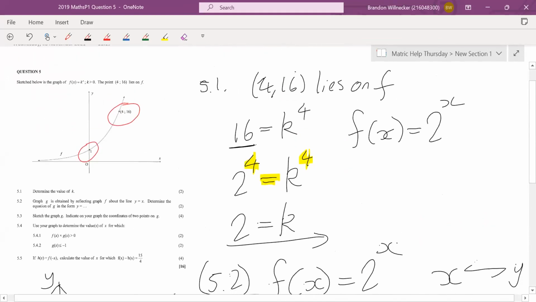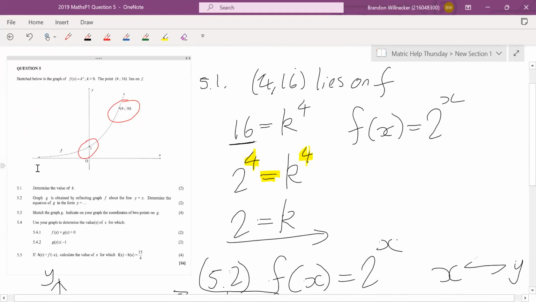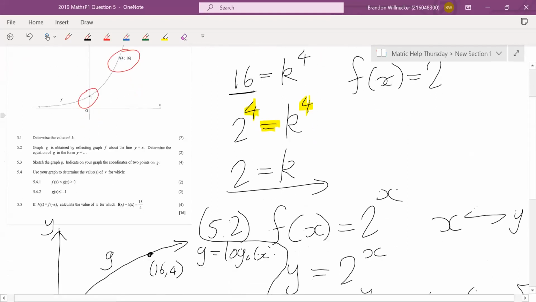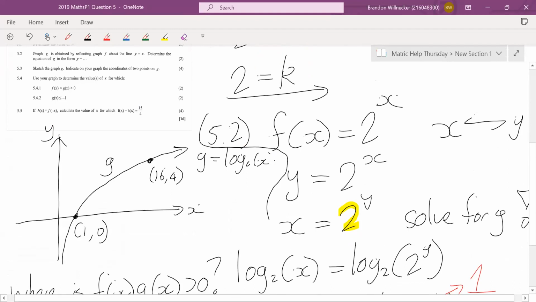Well, let's look back at f. We know that f is always positive. It never goes below the x-axis, so it's not negative. However, g is negative over here. It's negative in this region, and it's positive in this region afterwards.